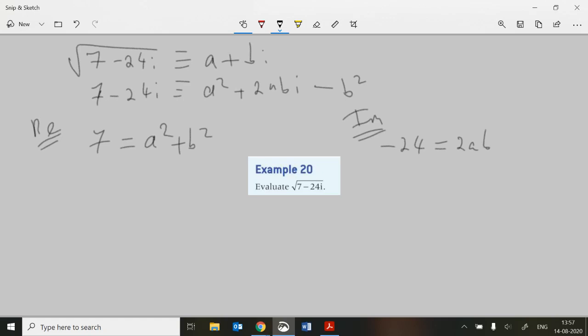We could substitute one into the other. Perhaps let's say that we could get a rearrangement of this and put it into this so that we're not ending up with any square roots. So let's rearrange the imaginary equation which we're getting out here. And so we can say that a, for example, is equal to minus 24 divided by 2b, which is equal to minus 12 over b. Now we can substitute that one in where we see a over here on the other equation.